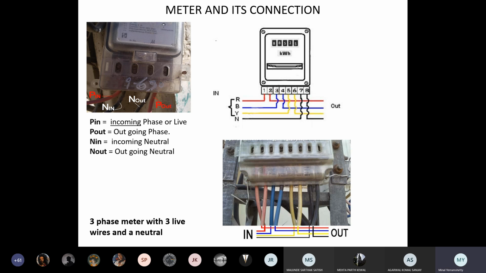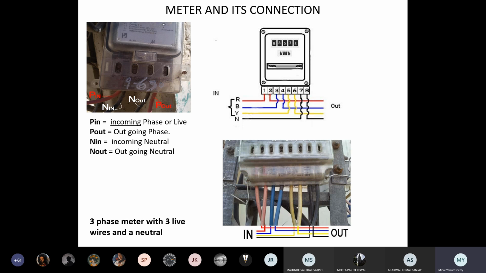In the distribution, if you see the first one, that is the actual picture of how the meter looks. P in is the incoming phase. P is the phase and in is the incoming, or live wire. P out is the phase which is leaving out. N in is the incoming neutral, and there is an outgoing neutral. So you have to keep this in mind to show in a diagram.